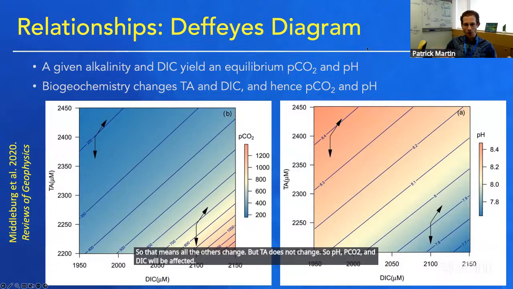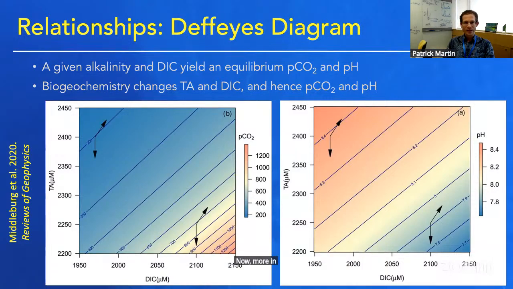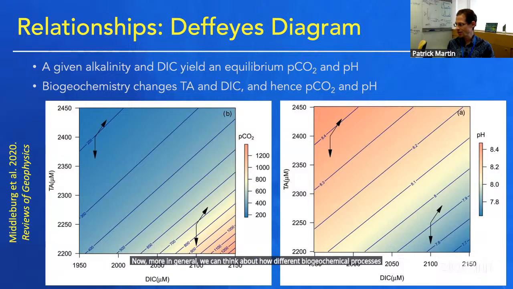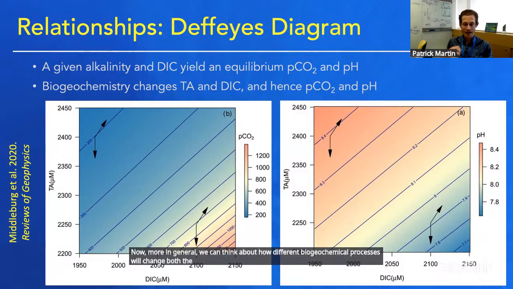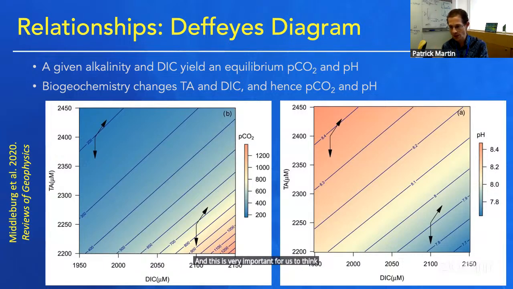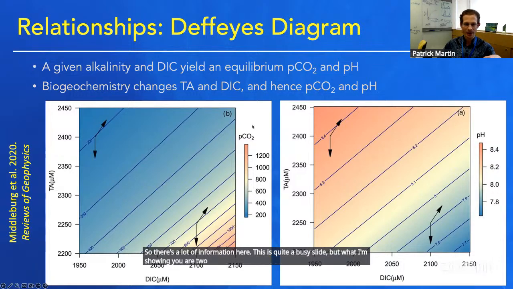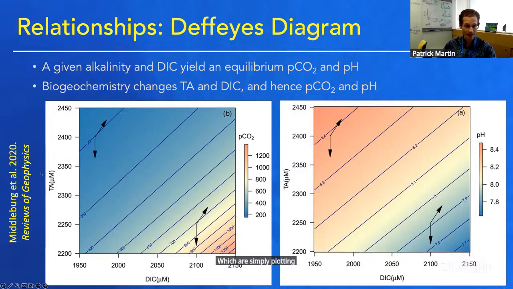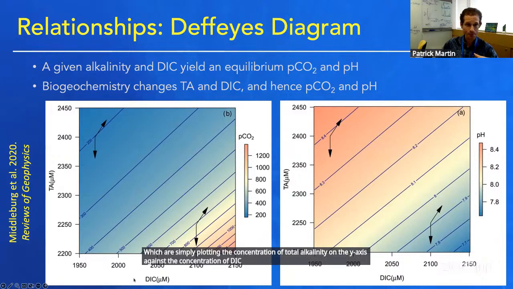Now, more in general, we can think about how different biogeochemical processes will change both the alkalinity and the concentration of DIC. And this is very important for us to think about how biogeochemical processes are affecting the carbonate system. So there's a lot of information here. This is quite a busy slide, but what I'm showing you are 2 diagrams that we call the phase diagram, which are simply plotting the concentration of total alkalinity on the y-axis against the concentration of DIC on the x-axis.